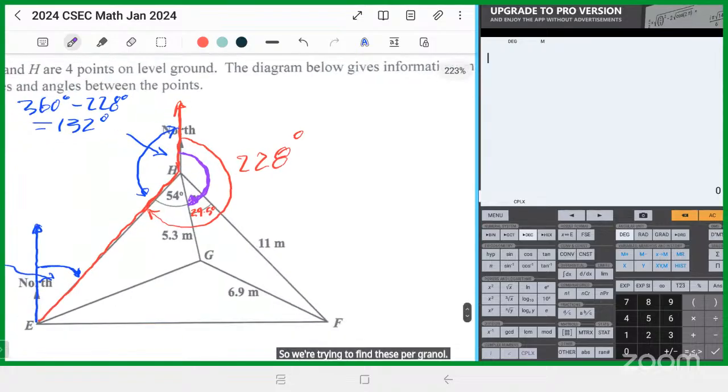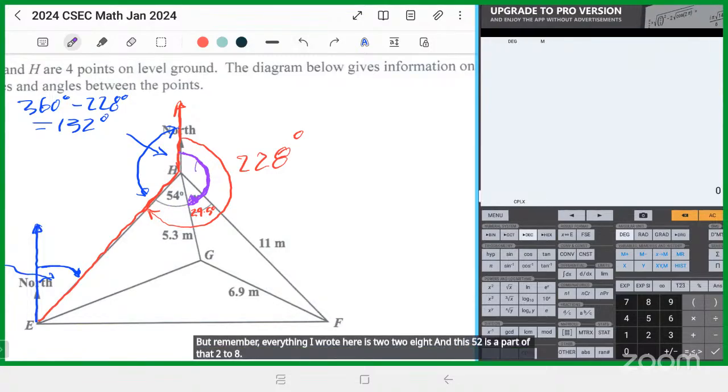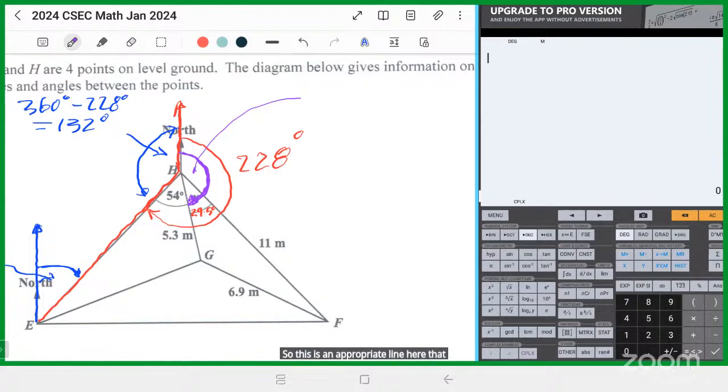So that purple angle is kind of easy. Remember, everything around here is 228, and this 54 is a part of that 228. So this purple angle in here that I want, which is the bearing angle, becomes 228 degrees minus the 54 degrees. What do I work out to? 174. How much? 174.